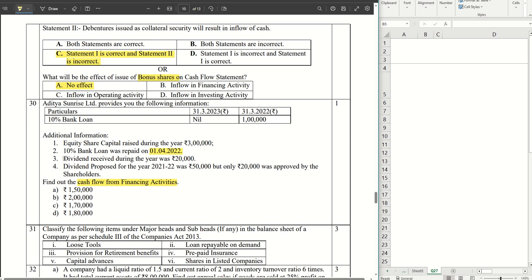Point number three, dividend received during the year was 20,000. Now, this is an investing activity. Dividend received is cash from investing activities. This would not come here.